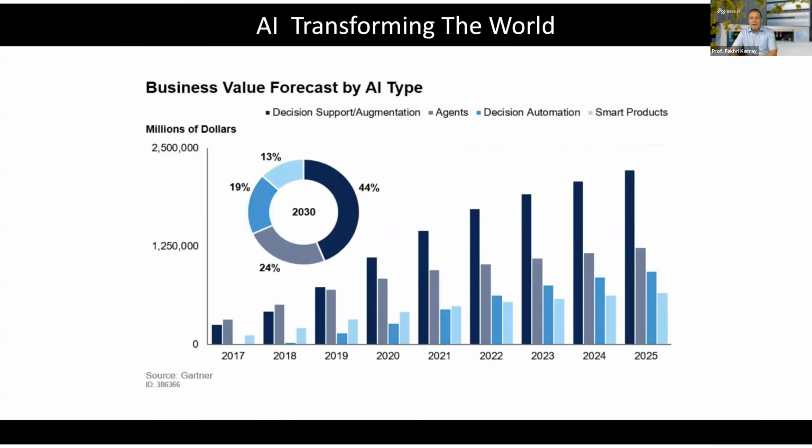So if you look at the value forecast by AI type, here we see decision support systems, agents, decision automation, smart products. This is the distribution. As you can see, the decision support augmentation system is among the highest levels of usage in millions of dollars, on the left-hand side. It's almost 44% of the total business value forecast. And this is huge. The smart product, as you can see, is also increasing from year to year. And these smart products are going to contribute to a lot of things, from Internet of Things to smart driving to smart grid. All of these are related to smart products.